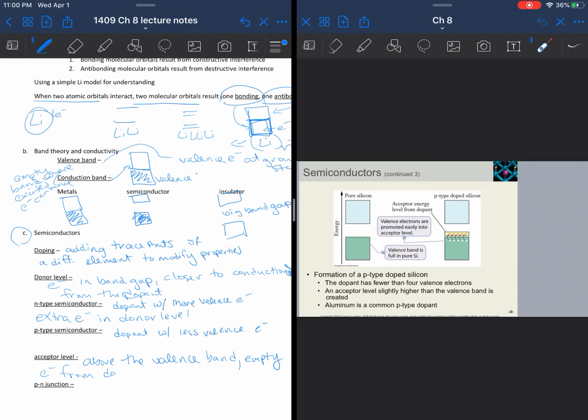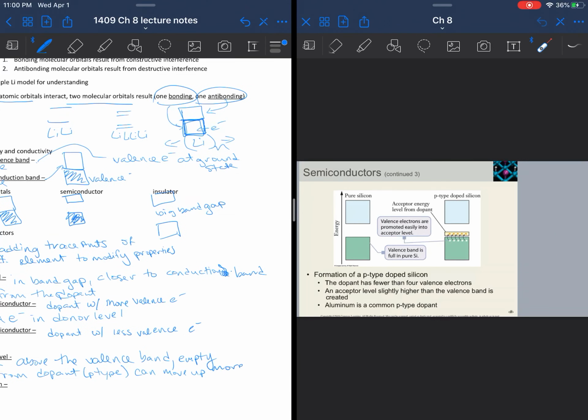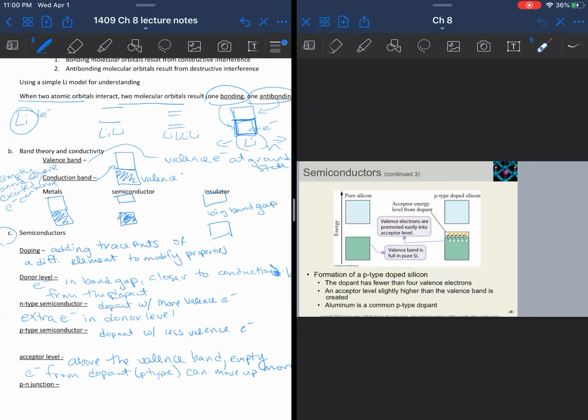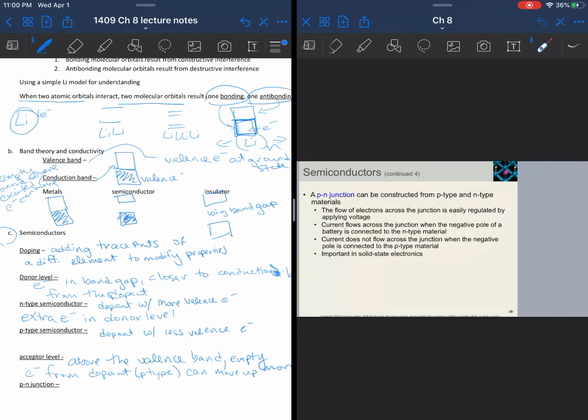Let's see. Above the valence band, electrons from your P-type dopant can move up more easily, right? There's less of a difference in energy from here to here as compared to from here to here, right? So if we have a little bit of aluminum doped into our silicon, this can also make our silicon more conductive.